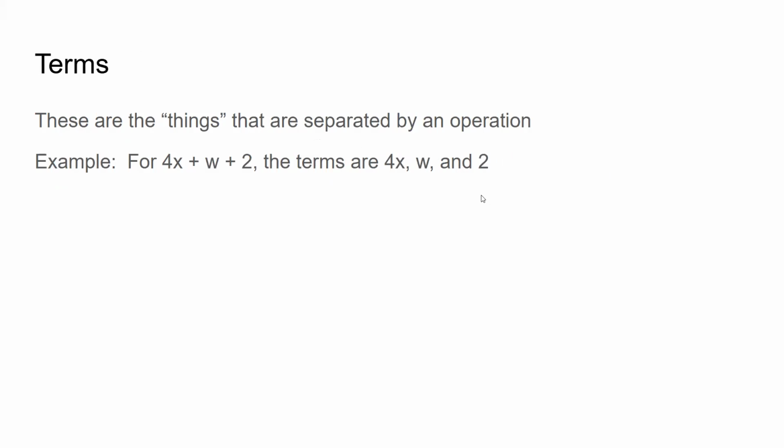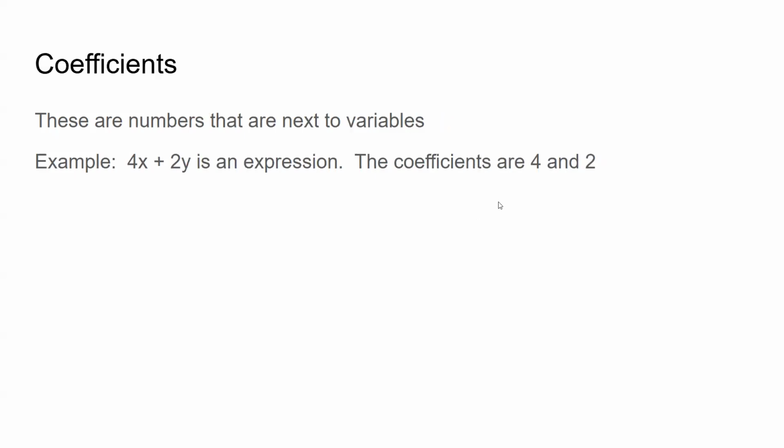Terms, these are the things that are separated by an operation. For example, 4x plus w plus 2, the terms are 4x, w, and 2. So those would be your terms for that problem. Coefficients, these are numbers that are next to the variables. 4x plus 2y is an expression. The coefficients are 4 and 2 because they're right beside a letter.